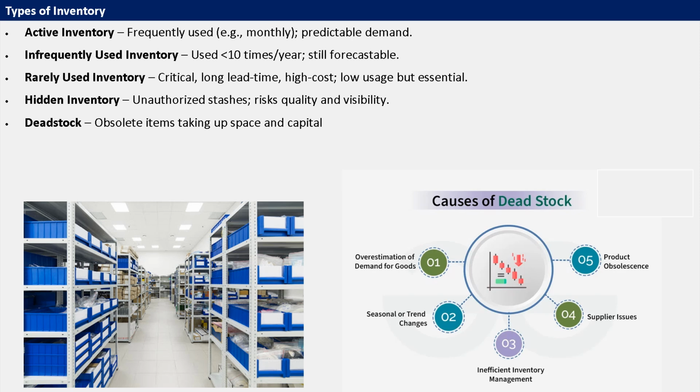Infrequently used inventory is consumed less than 10 times per year, but can still be forecasted with good historical data. These may include specialized gaskets, non-routine tools, or inspection components.